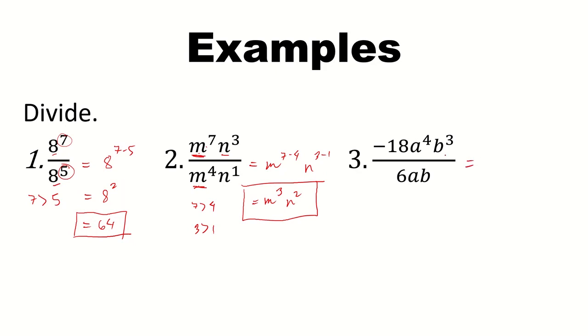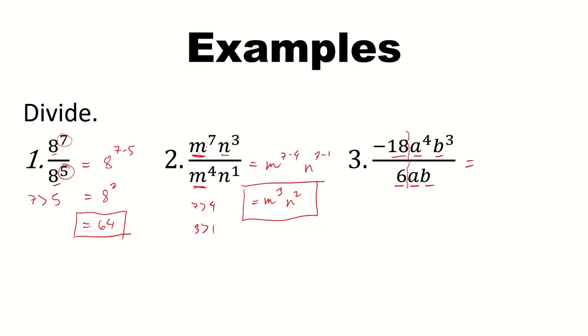Okay, number 3. So we have here a monomial divided by a monomial because you still don't see a plus or a minus. But there are bases already, a lot of bases actually. We have a, b, and 18, which is our coefficient. Here we have 6, a, and b. So what do we do? We'll do it slowly.